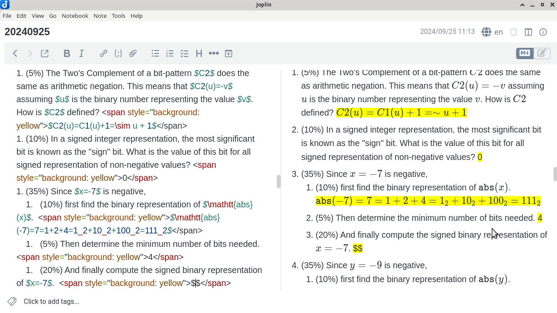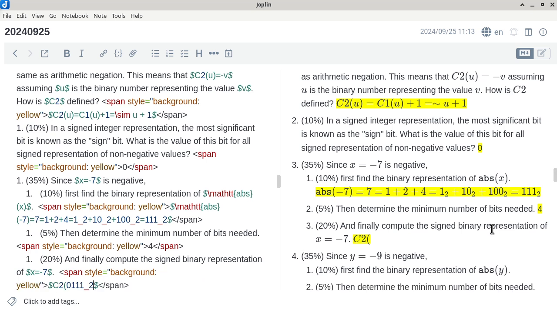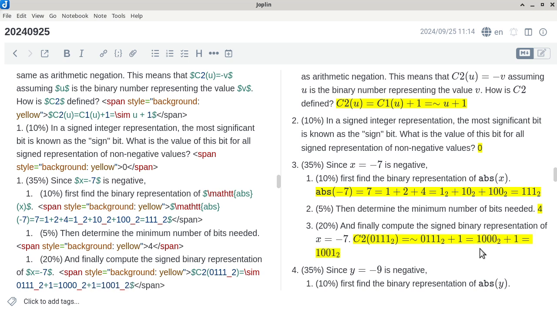So this one is just basically the 2's complement of 0111 in base 2, and that becomes, since we can shortcut this, the negation of 0111 in base 2 plus 1, which is 1000 in base 2 plus 1, which is 1001 in base 2. Is that okay? So that's just the application of 2's complement. Are we good with this one?